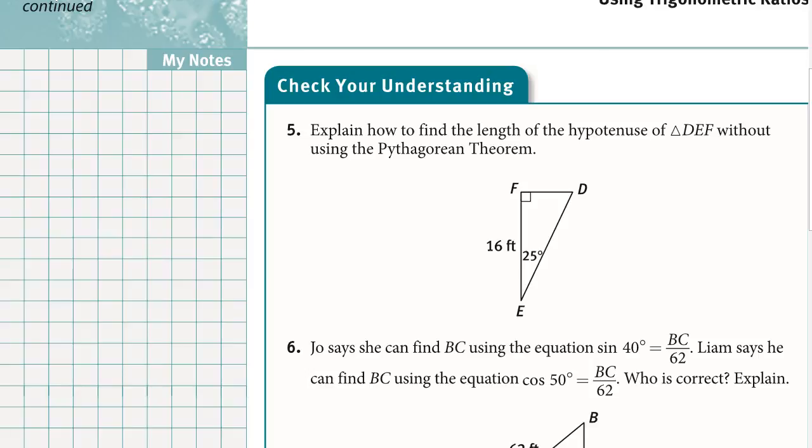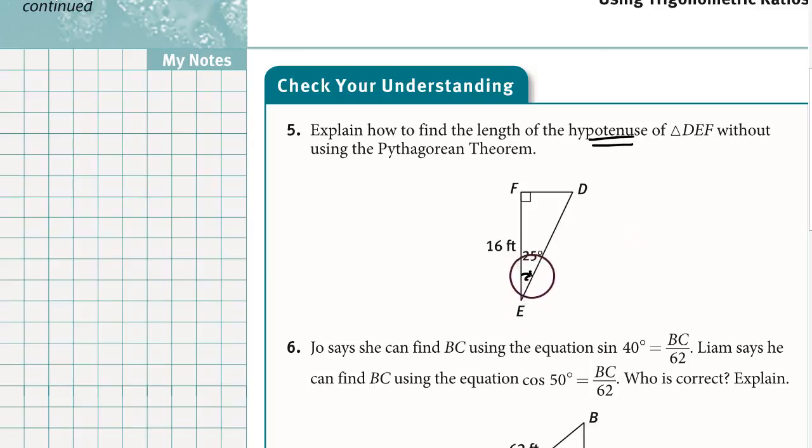Next, go to the check your understanding area, and let's do number 5. We have a right triangle. Notice that one side is 16 feet. We know one of the acute angles measures 25 degrees. We do not know the other two sides of the triangle. What we're asked is, how long is the hypotenuse? We can find this answer using trigonometry.